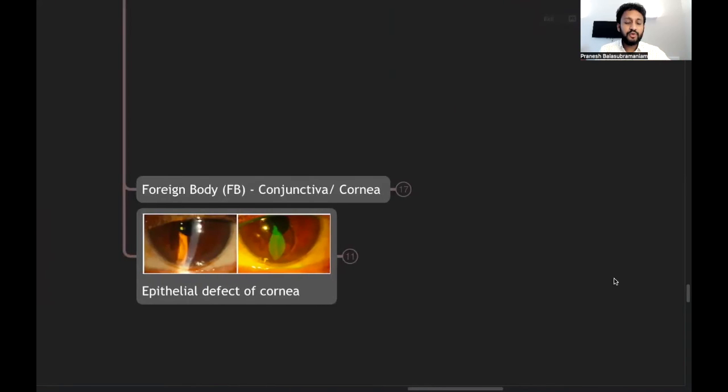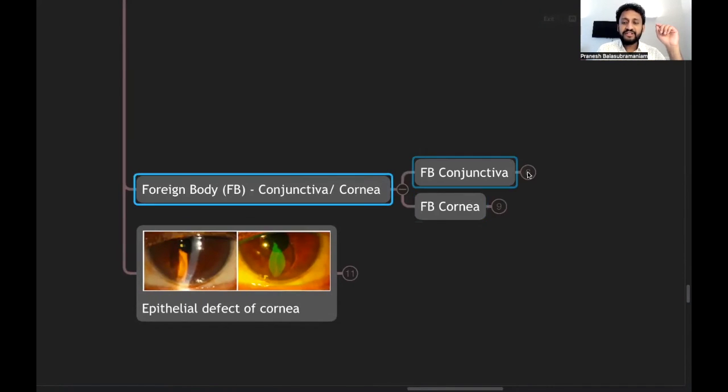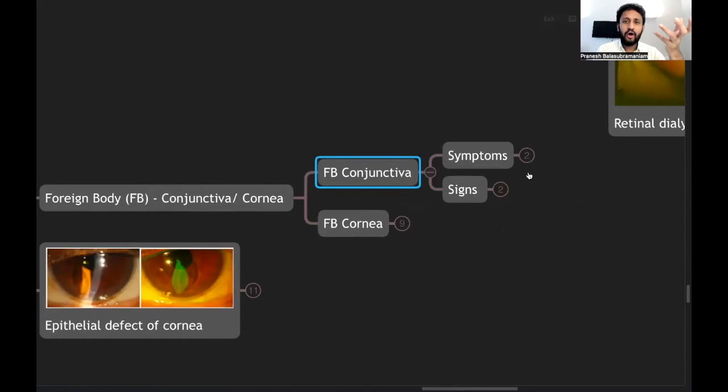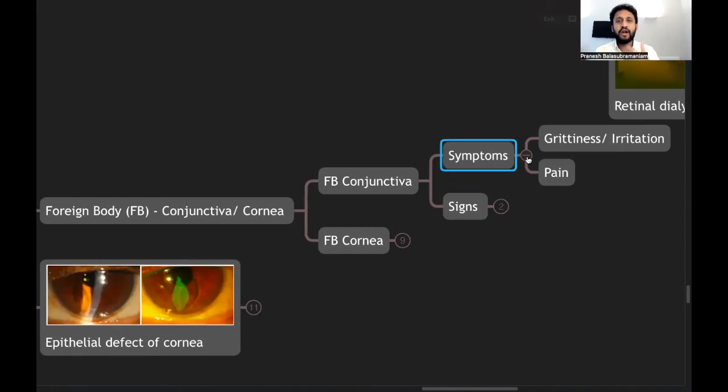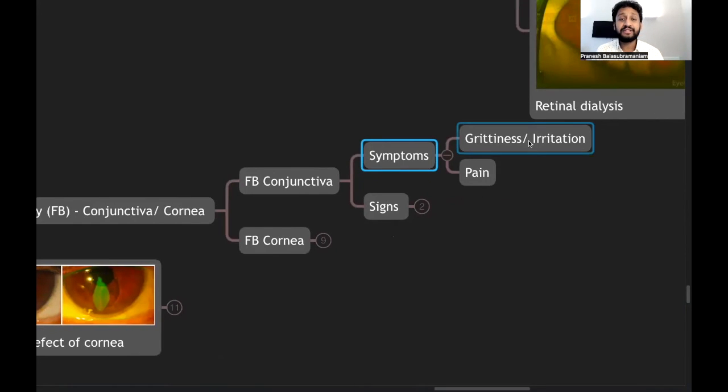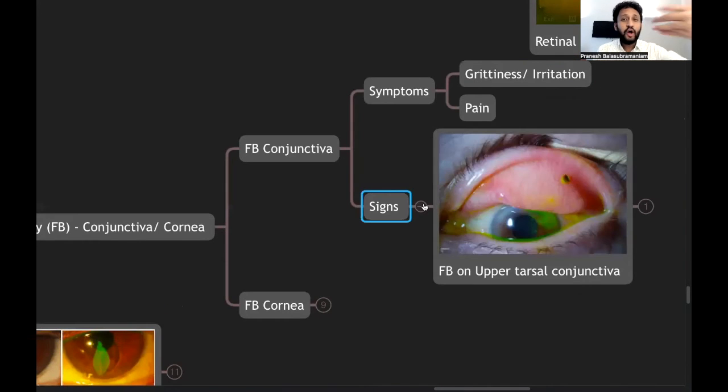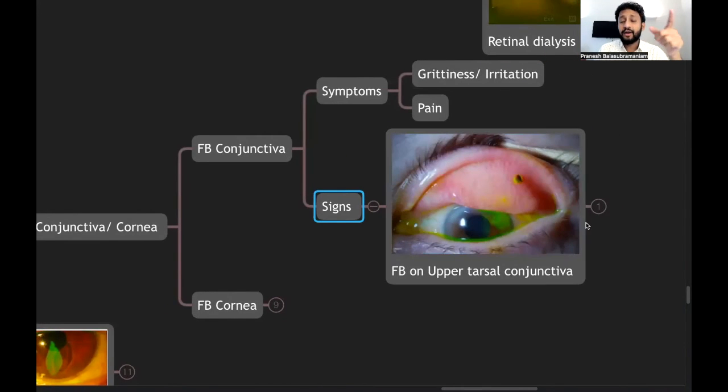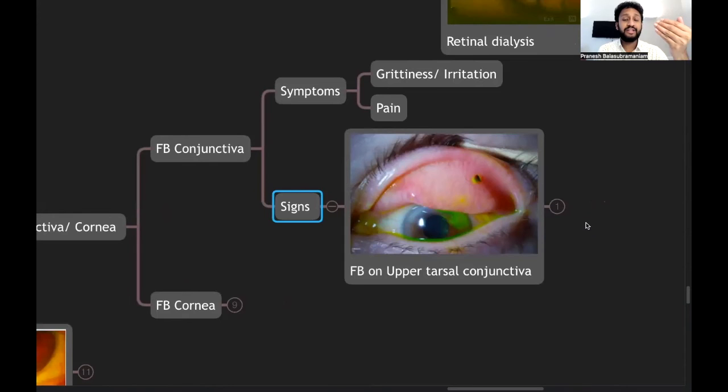Now, moving on to foreign body of conjunctiva and foreign body of cornea. Foreign body of conjunctiva is very common. Again, always ask for history of exposure to a foreign body while driving a two-wheeler. There may be some insect getting into the eye. The patient can present with grittiness or irritation. There can be pain. As for signs, you can see an obvious foreign body on the conjunctiva, or you may not find a conjunctival foreign body unless you evert the lid, where you will see an upper tarsal conjunctival foreign body.